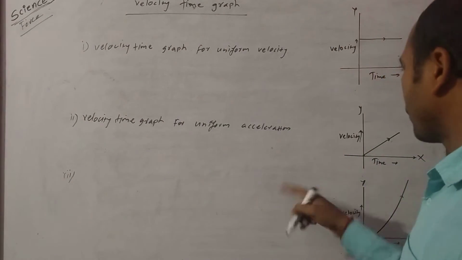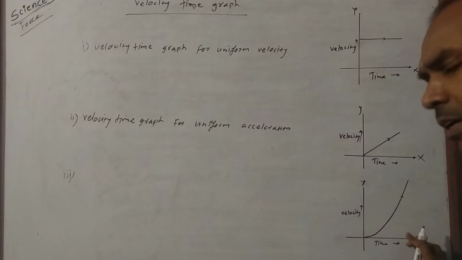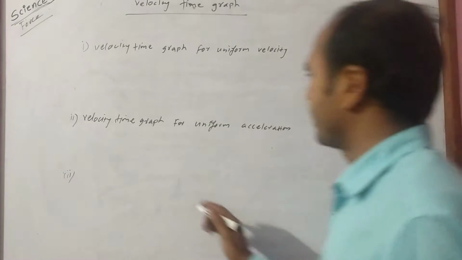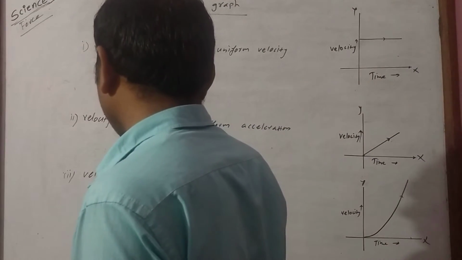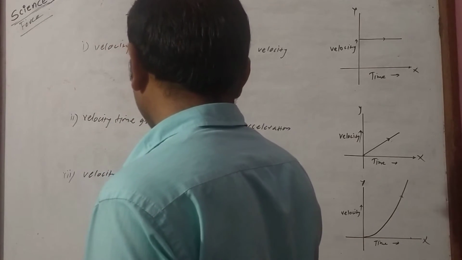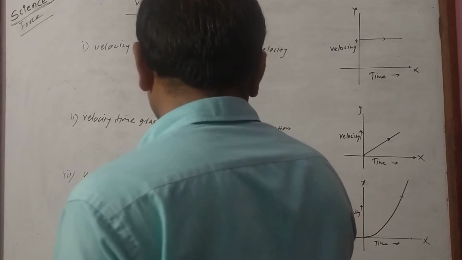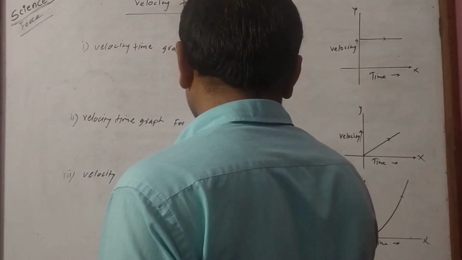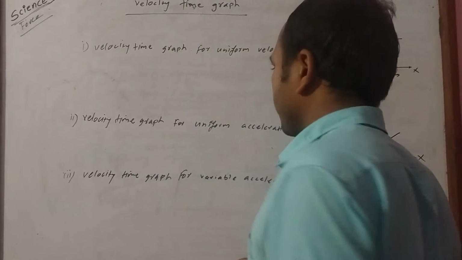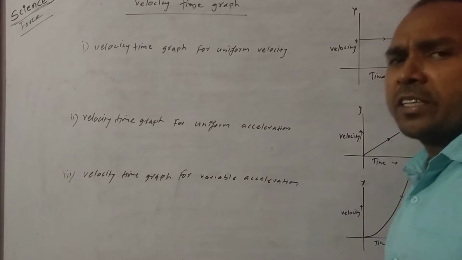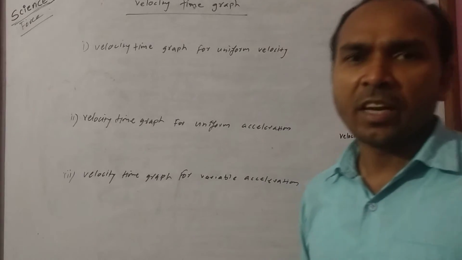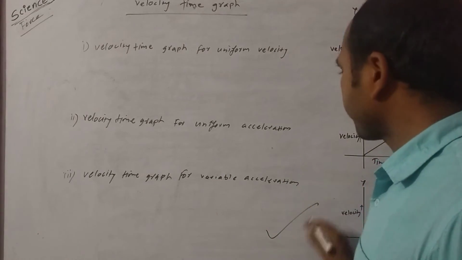Another, velocity time graph for non-uniform acceleration. This velocity time graph represents the velocity time graph of the non-uniform, or variable, acceleration. In this way the velocity time graph can be represented, which shows the change of velocity with respect to time. Okay.